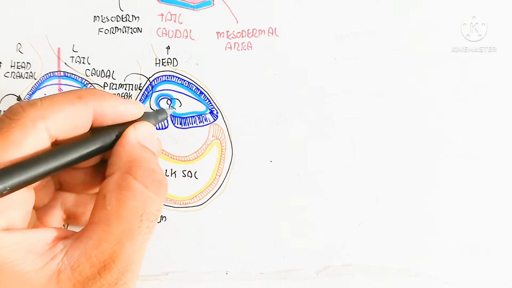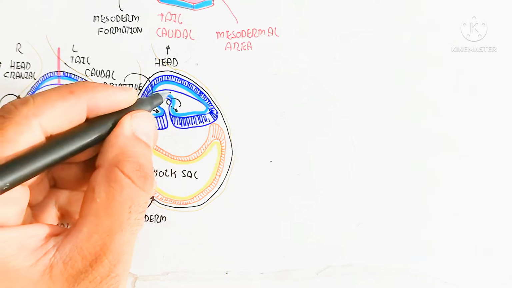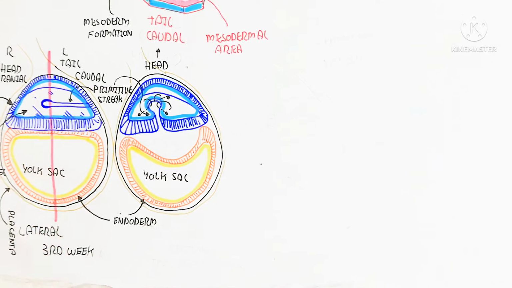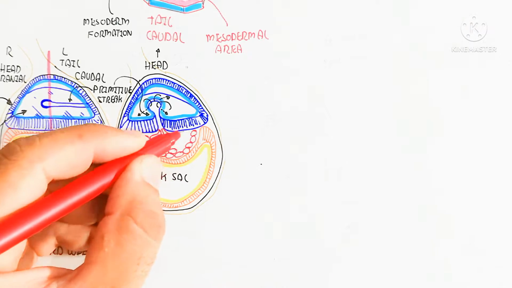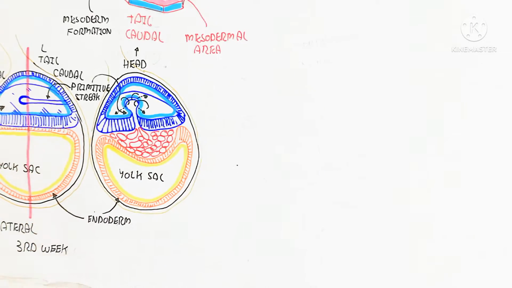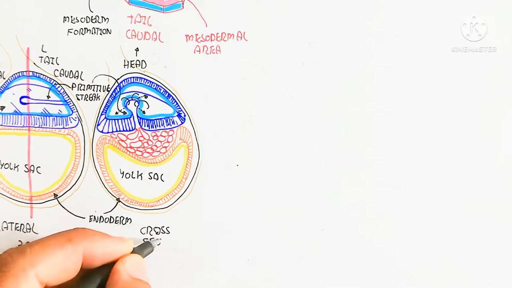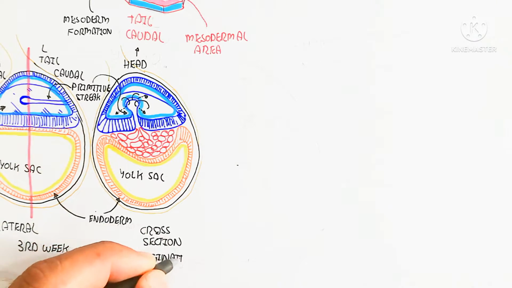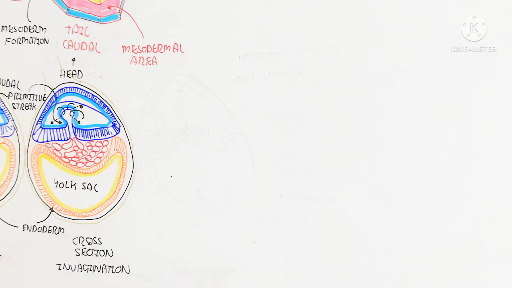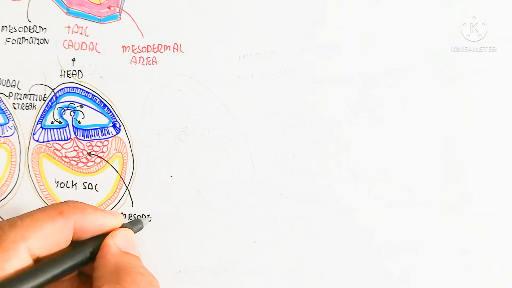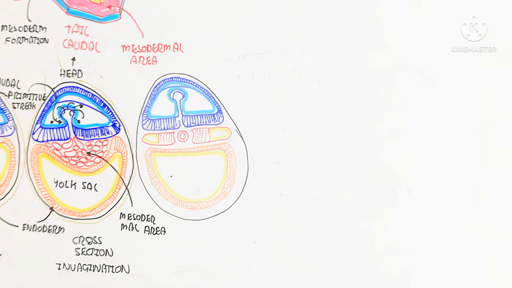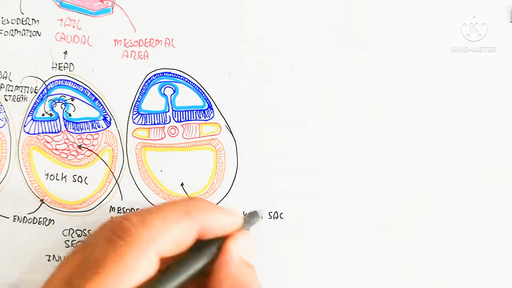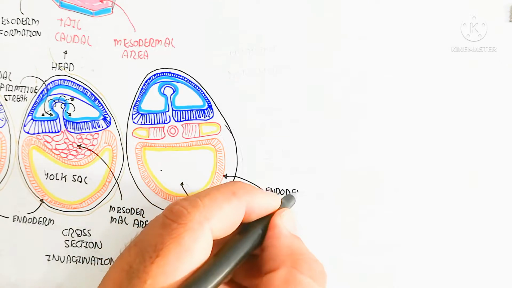Let's begin to understand further processes. Here is the head side. This is the lateral cross section showing the head side, with invagination. This process is known as invagination, and the cross section shows the endoderm and the mesodermal area, where the modification and differentiation of cells move inside, and the differentiation of the hypoblast occurs, and in this way the mesoderm forms.